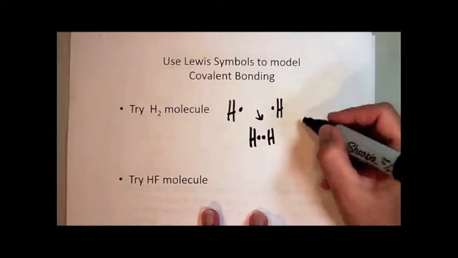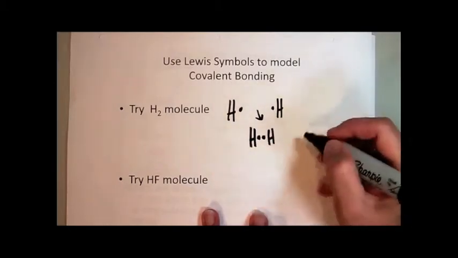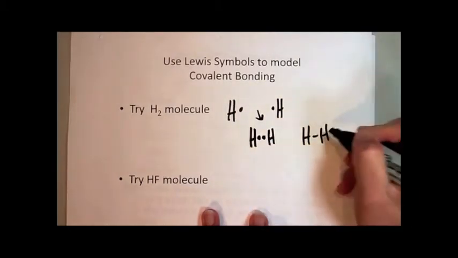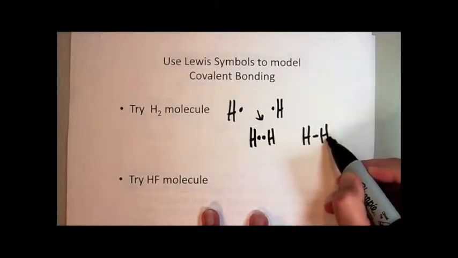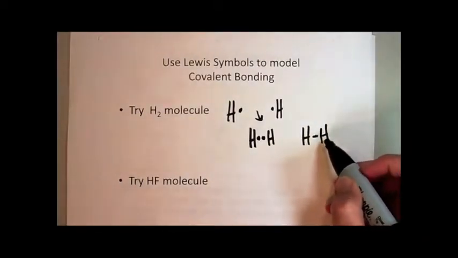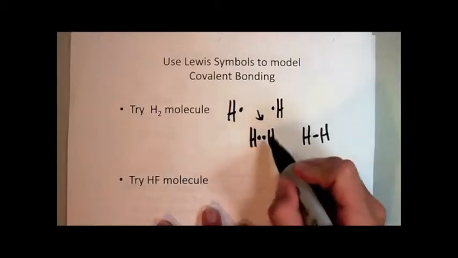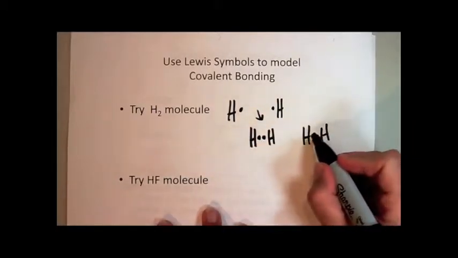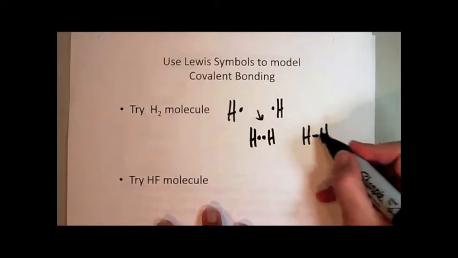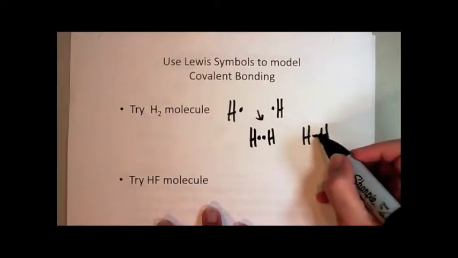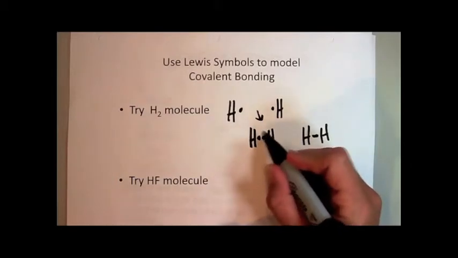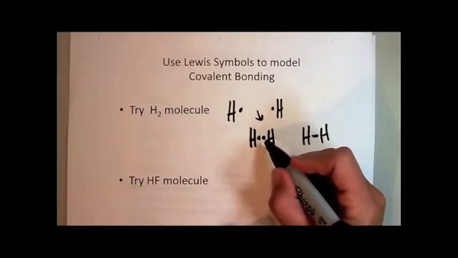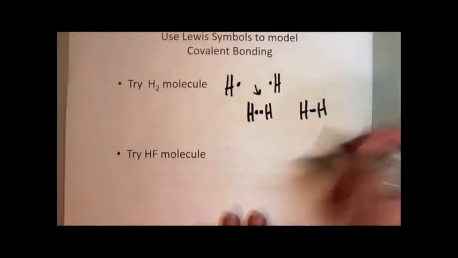All right. And another way to draw this is like this. So we use these little dashes between elemental symbols to indicate a shared pair of electrons. It's very important to know that this little dash means something. It's a chemical bond. It's a particular type of chemical bond. It's a covalent bond indicating a shared pair of electrons.